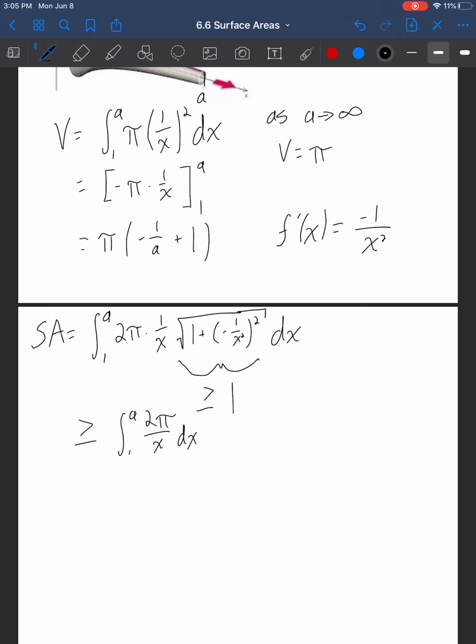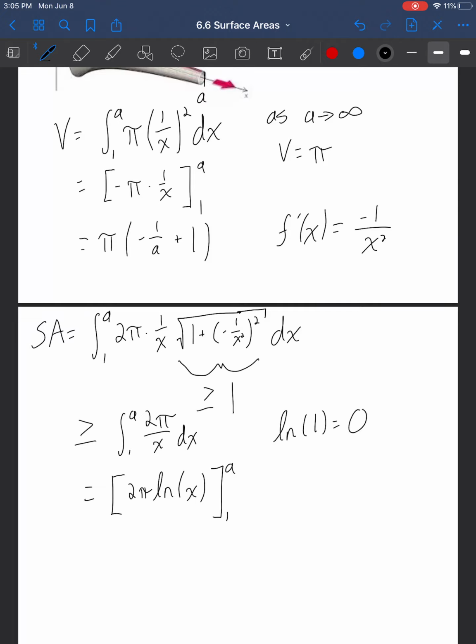And the reason we do this, right, is we're trying to show that this shape has an infinite surface area as this a value keeps going out and out and out. And so if we can show that it's bigger than or equal to infinity, well, then it has to be infinity. So the integral of x to the negative 1 is the natural log of x. This is the exponent rule that doesn't follow the rest of them, where you add 1 and divide or multiply by the reciprocal. So this is equal to 2 pi natural log of x evaluated from 1 to a.